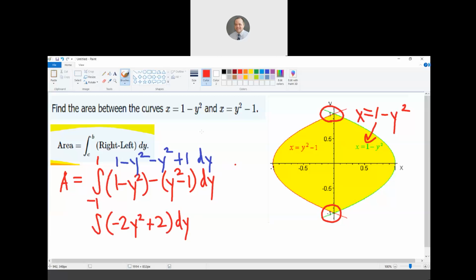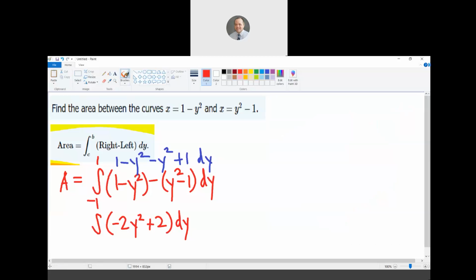Now I'm going to erase the graph because we don't need it anymore. And let's integrate. The integral of -2y squared is -2y cubed over 3, and the integral of a positive 2 is just a positive 2y. And we're evaluating this from -1 to +1.